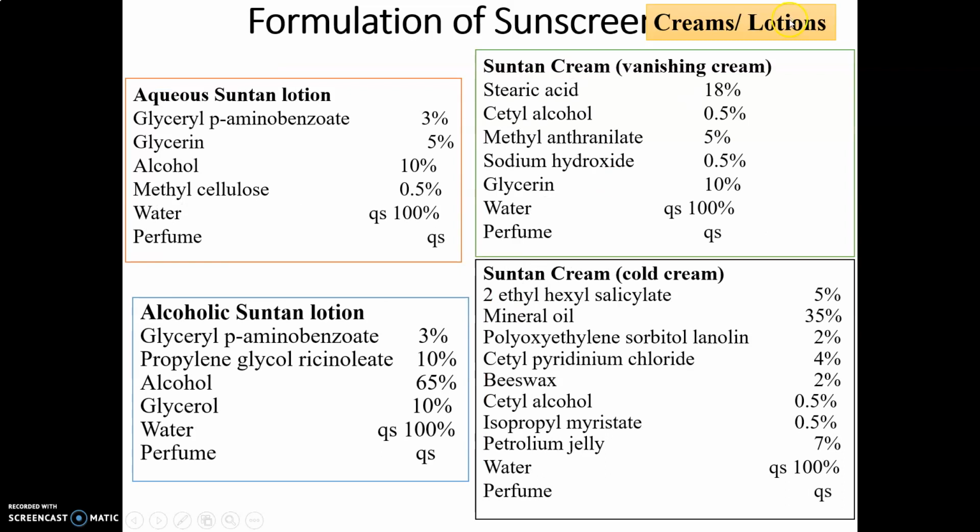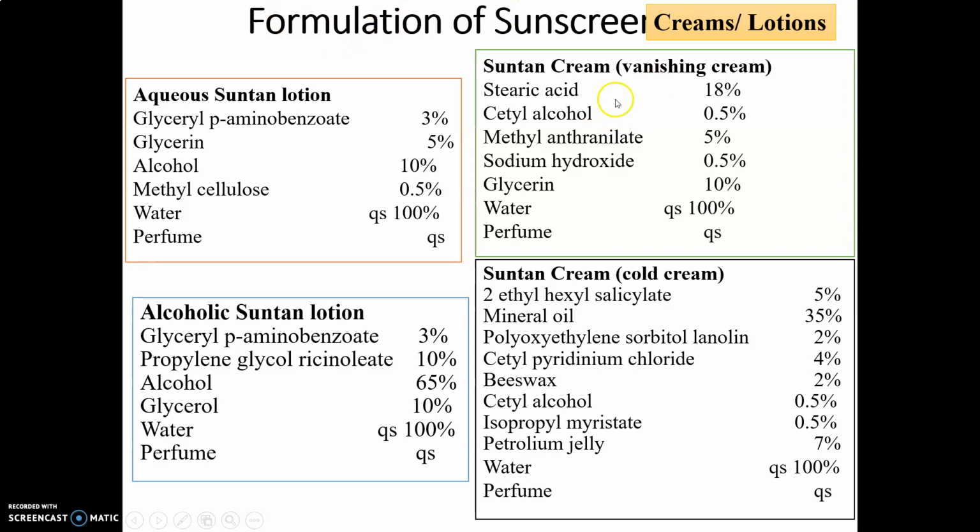Few more are here, that is the creams and the lotion types. So you can see here the aqueous suntan lotion is there. Here they have used glyceryl para-aminobenzoate as a sunscreen agent, and it is incorporated into the glycerin and alcohol and stabilized with the help of some preservatives. Methyl cellulose is added here actually, just to improve the thickness of the product.